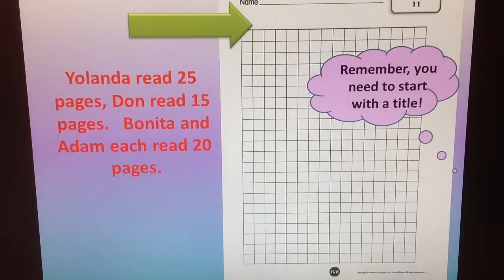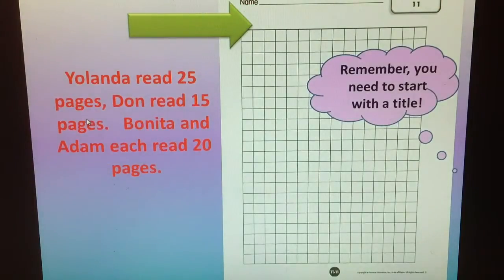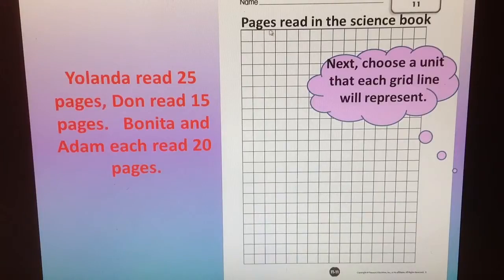We started with a title. What could we make for a title? Well, if we look back at the problem, it says they kept track of how many pages they read in the science book on Monday. So using that information, let's write pages read in the science book as our title, because that just makes sense.